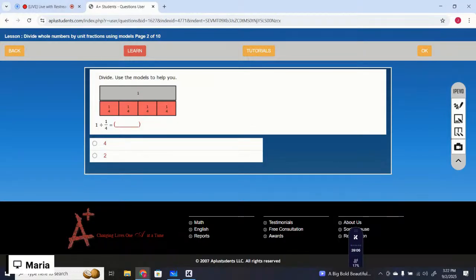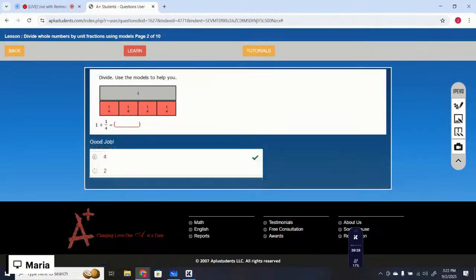Divide 1 divided by 1 by 4. Divide this 1 into 4 equal parts. So when you divide into 4 equal parts, they are 1 by 4, 1 by 4, 1 by 4, and 1 by 4. Got it? So 1 divided by 1 by 4 is 4. Option number 1 is the correct option.